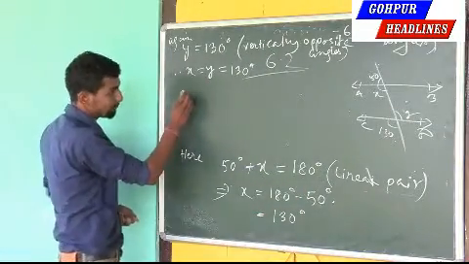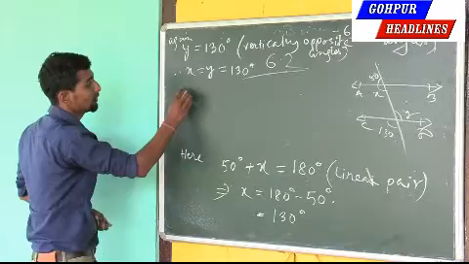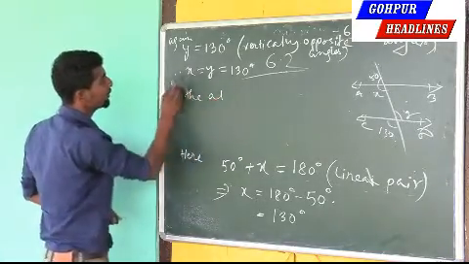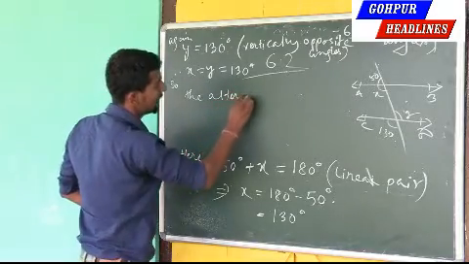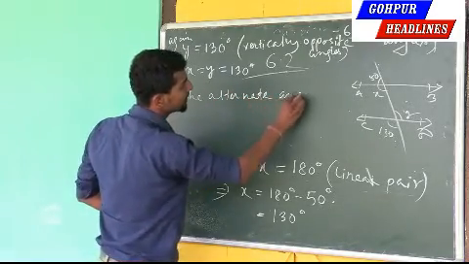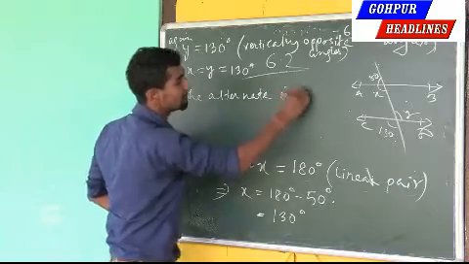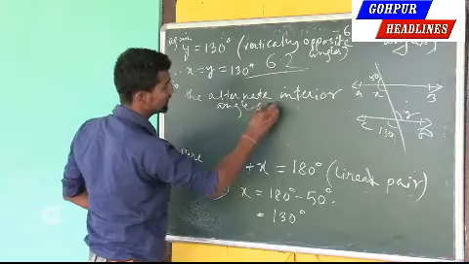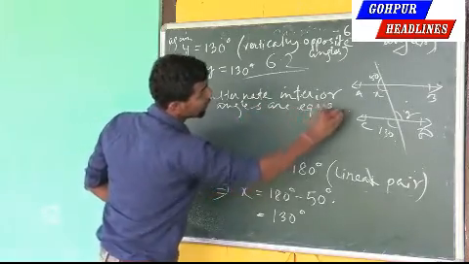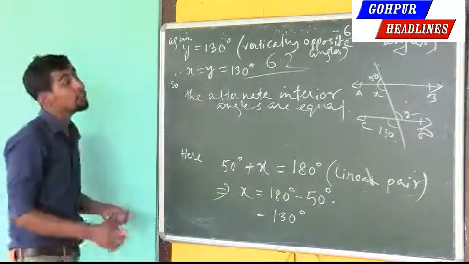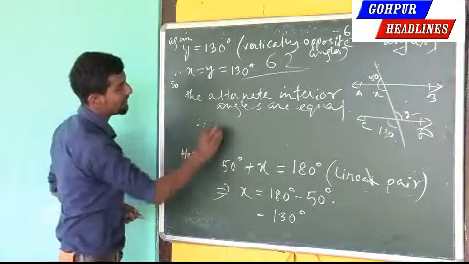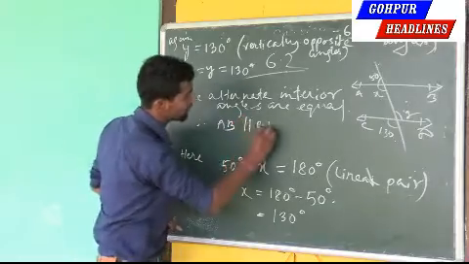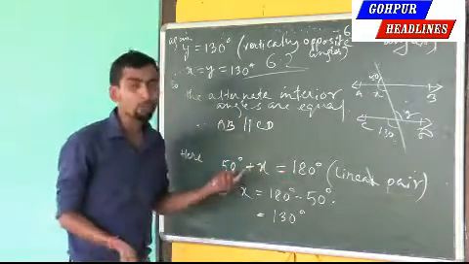So here I write that the pair of alternate interior angles are equal. Since alternate angles are equal, therefore I write AB is parallel to CD. So this we had to prove.